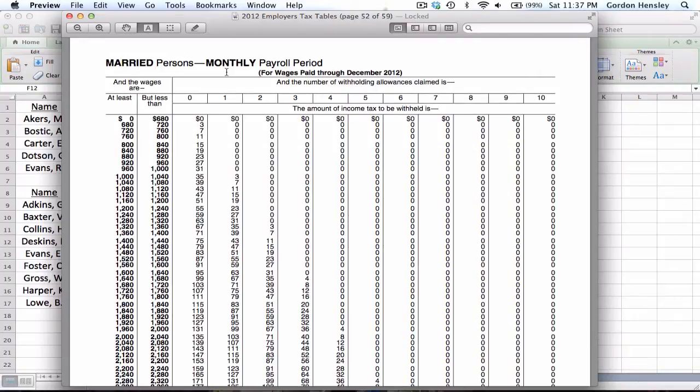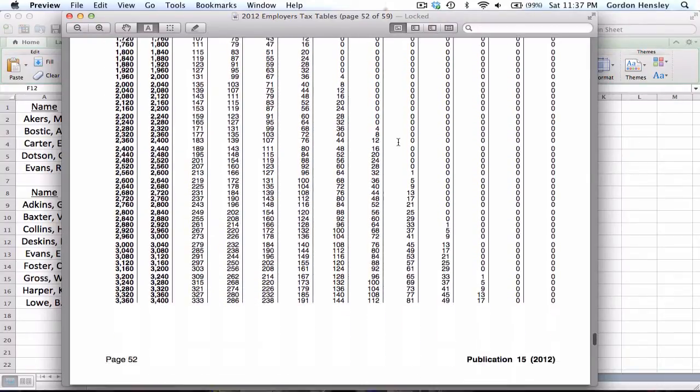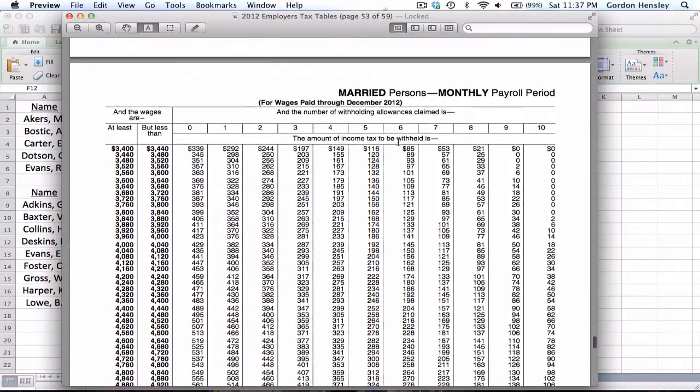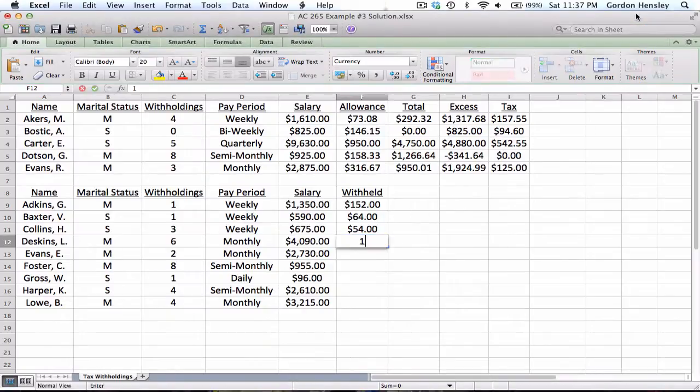Now this person's claiming 6 allowances. So I've got to go all the way over here to the 6th column. And their income was $4,090. Well, that looks like it's going to go off this particular table and on down to the next one. I'm looking for $4,090. So it's right about there because it's in between $4,080 and $4,120. And all the way over to the 6th column, the number that I see there, 156. So for this person, 156.